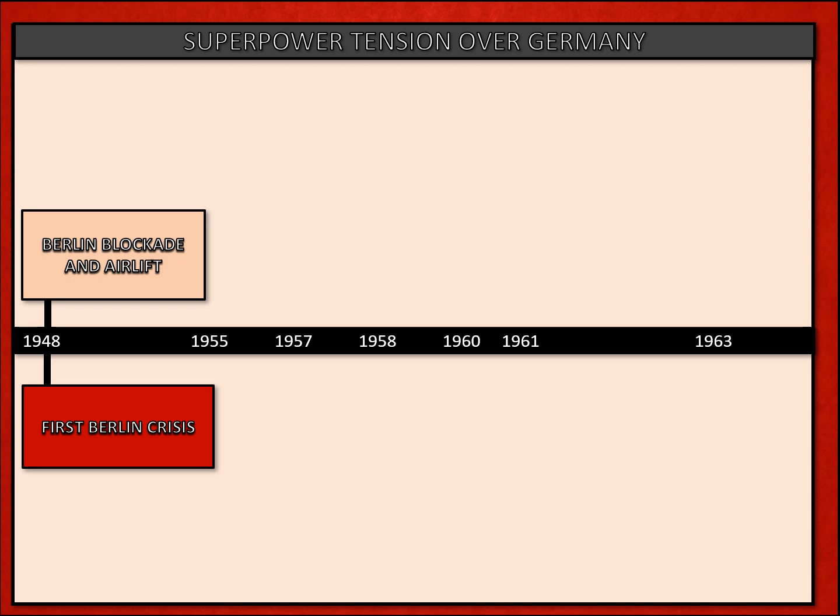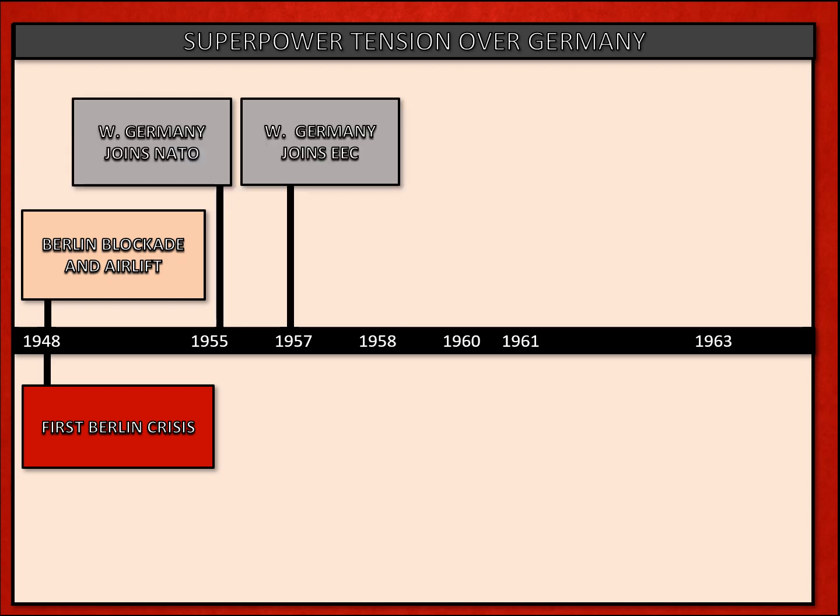So let's have a look at how events fit together here. The Berlin blockade and airlift of 1948 we can call the first Berlin crisis, and in the years that followed we have Western investment into their sectors of Germany. And in 1955, West Germany had become a member of NATO. Now that increased the direct military threat that West Germany and also West Berlin posed towards the Soviet Union. And then 2 years later, in 1957, West Germany joined the European Economic Community, which again would speed their economic recovery and would only exacerbate the refugee crisis as people fled for freedom and also for better material conditions.